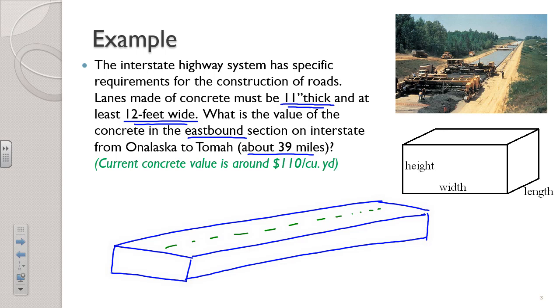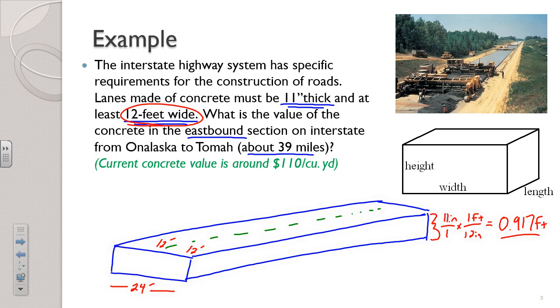But if each lane is 12 feet wide, then we know that the two lanes must be together 24 feet wide, and that would be the width of our rectangular box. And of course that's true since each lane would be 12 feet. Now, the height of this box is only 11 inches. So our units don't match. We need to make them match. Let's take 11 and divide it by 12 inches per foot in order to turn this into feet. And if you divide that, you get 0.917 feet, and that's the height of our huge concrete slab. And of course there's some curves in that, but we're going to ignore that.